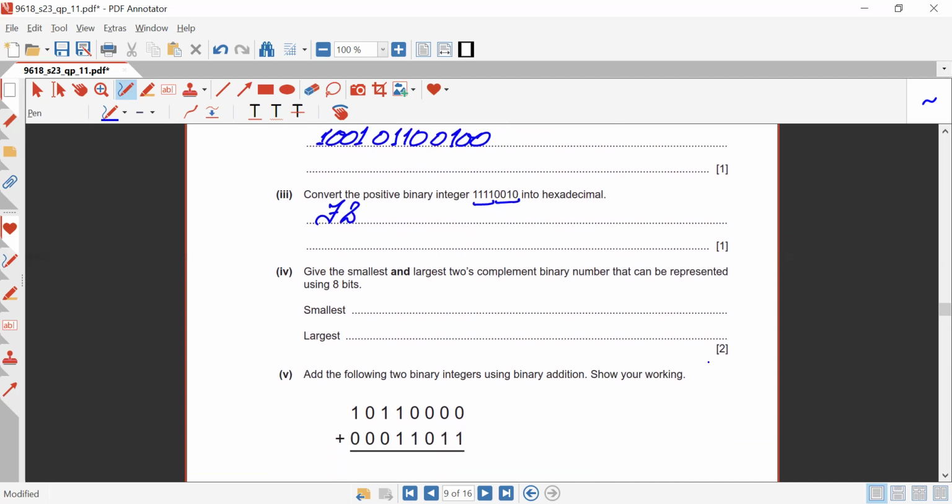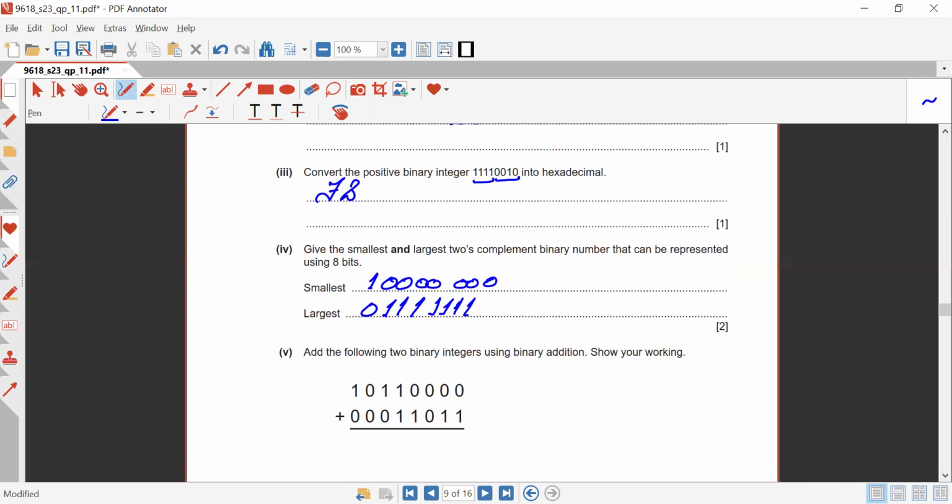Now they are saying give the smallest and the largest 2's complement binary number that can be represented using 8 bits. Okay, now 2's complement means it can be in the negative format. So for the smallest, it could be 1 and then 7 zeros. And for the largest, we need to represent it as positive, so we will say 0 and then 7 ones. So this is how you can say that the smallest number will be 1 followed by 7 zeros, and the largest number will be 0 followed by 7 ones.